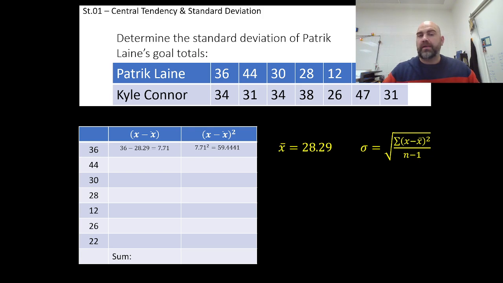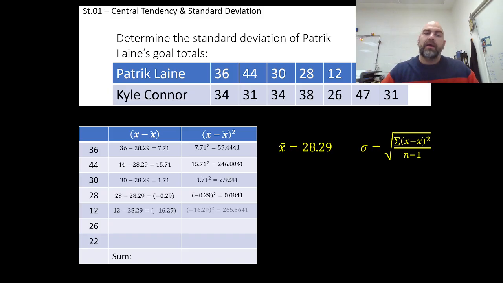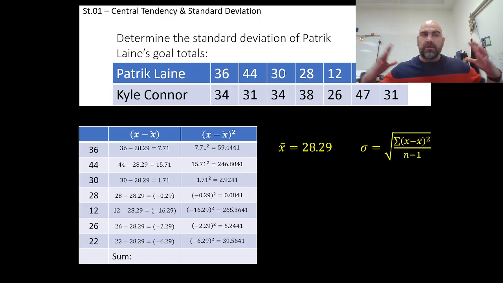Now, here's the part where standard deviation can get really repetitive. We have to keep doing this over and over again. So let's do it with 44. 44 minus 28.29 equals 15.71, and then we square that to get 246.8041. Do it again with 30, 30 minus 28.29, and then 28, 12, 26, and 22. We need to do it for every single data point, which, if we have a large data set, is going to take a really long time. Smaller data sets are a little bit easier.